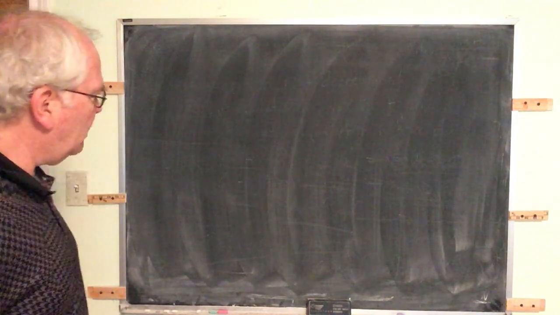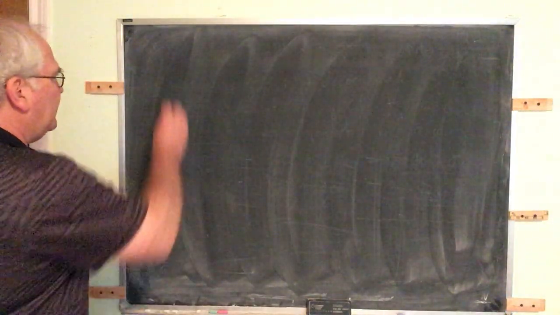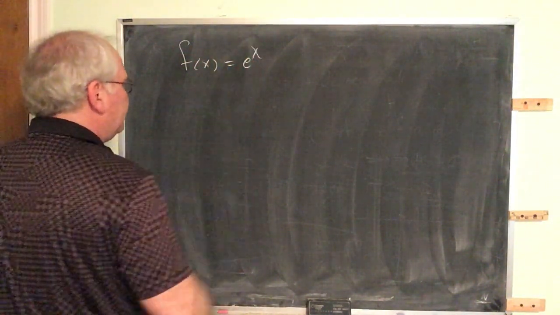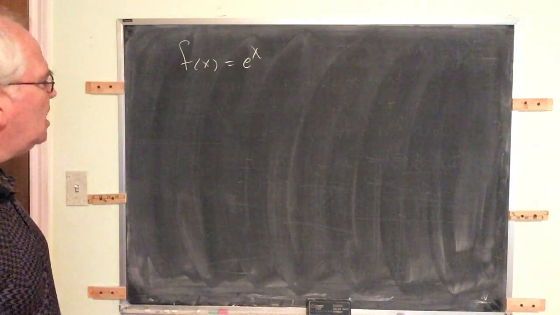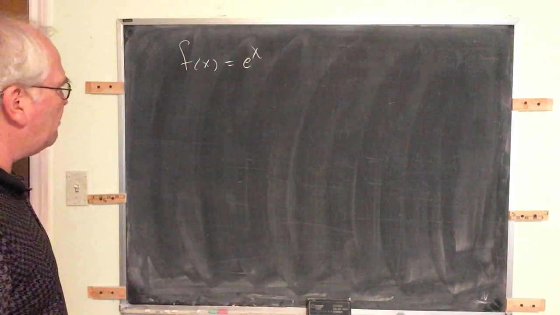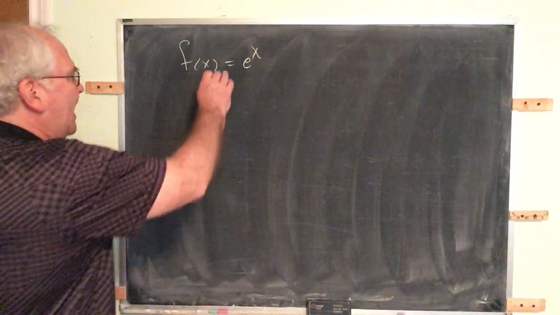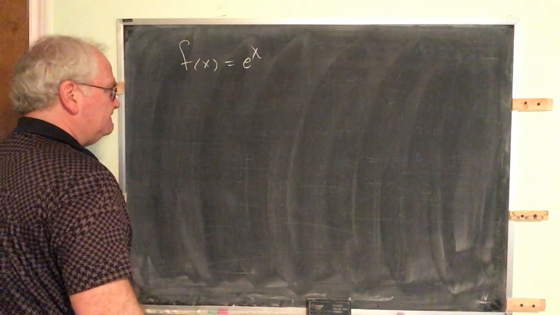So I wanted to review a few things about the exponential function e to the x. As we've seen before, the domain of this function is all the real numbers. The range are the values from 0 to infinity, not including 0, so the positive real numbers. This function has an inverse function, and it is a logarithm function.